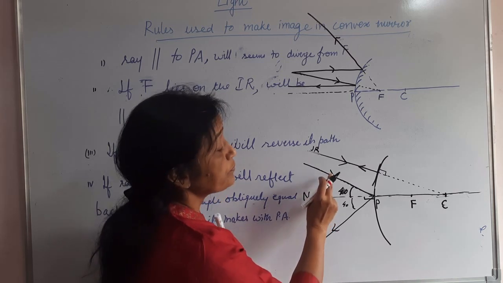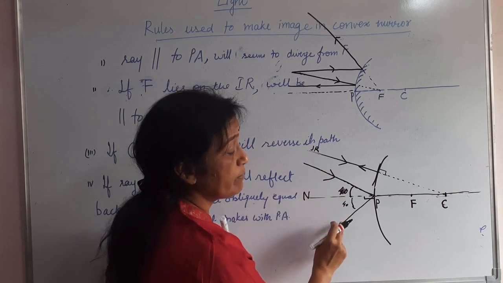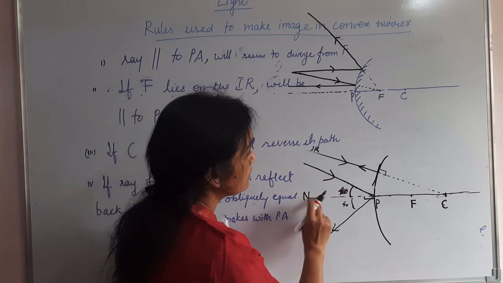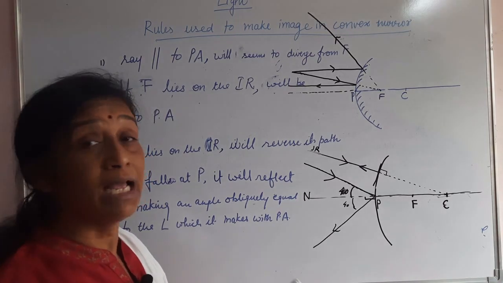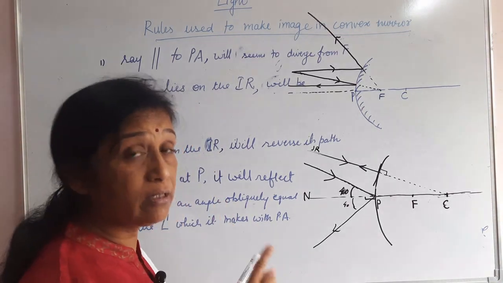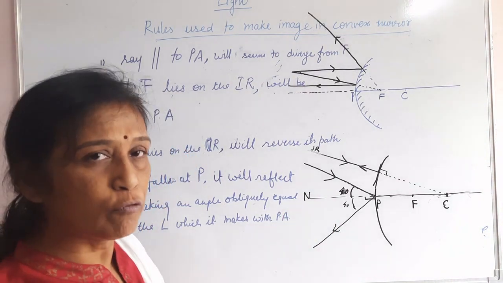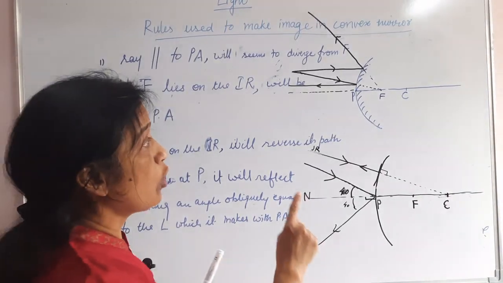So it will make an angle equal to the angle which the incident ray makes with the principal axis. जितना इंसिडेंट रे प्रिंसिपल एक्सिस के साथ में एंगल बना रहा है उतना ही एंगल ये प्रिंसिपल एक्सिस के साथ में बनाकर रिफ्लेक्ट हो जाएगा. व्हाई? बिकॉज दिस लाइन एट दिस पॉइंट इज अ नॉर्मल. This line at point P is a normal, and thus this angle would be equal to this one.